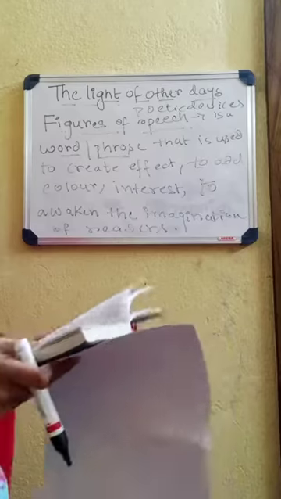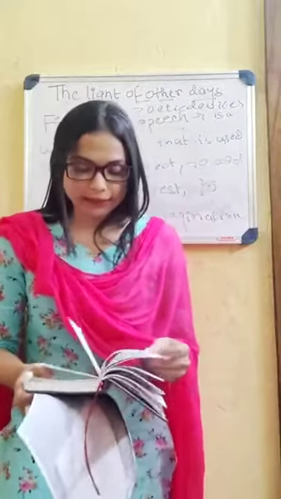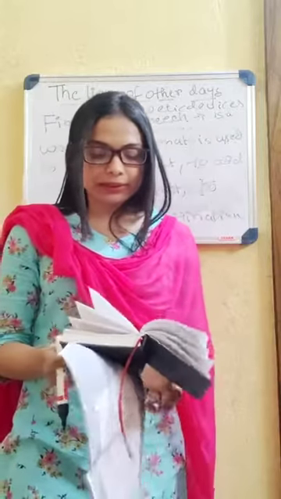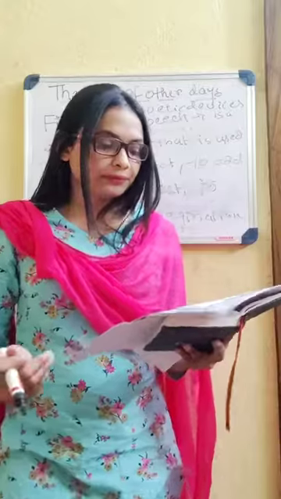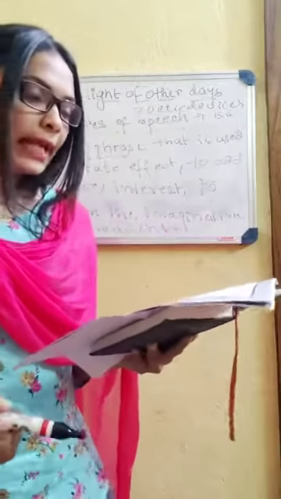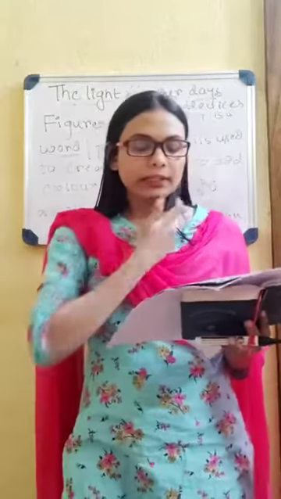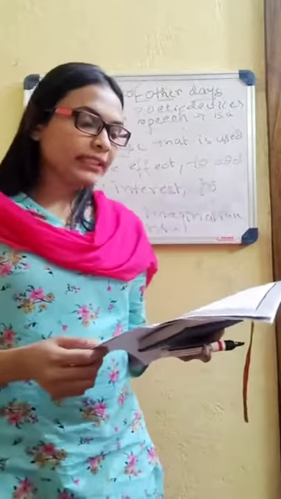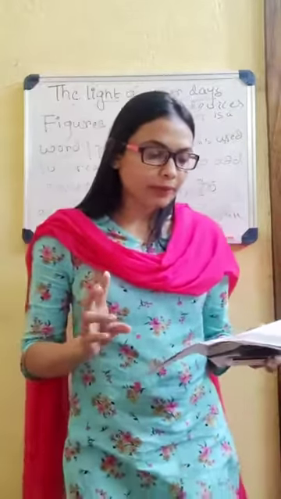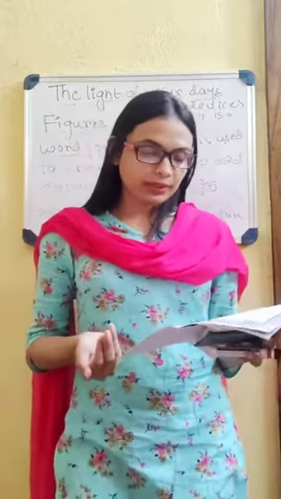So now let us go to the poem, The Light of the Other Days, and see what figures of speech are used in this poem. In the first stanza, it begins, 'Oft in the stilly night, ere slumber's chain has bound me.' So throughout the poem, there are many figures of speech that are used.